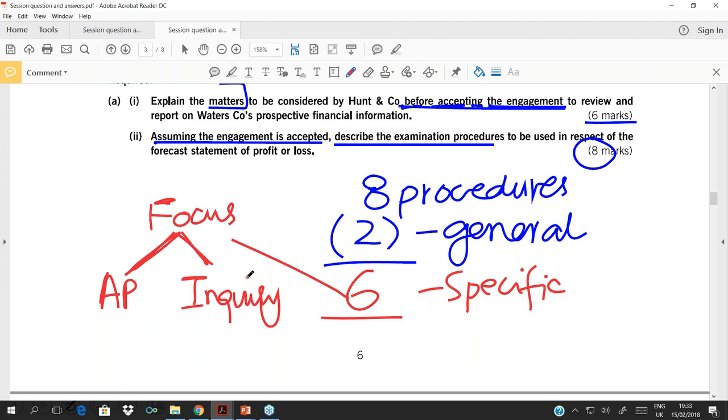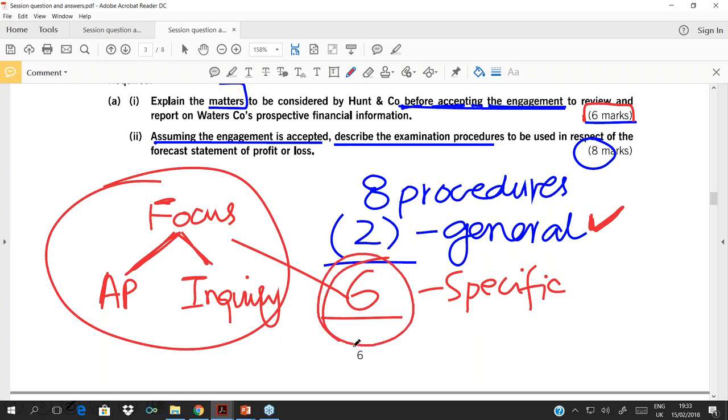I'm not answering the first 6 marks. You should do the 6 marks yourself. Matters before accepting engagement. Again, that is in my answer, where I should be focusing on not even the journal procedures. You will do the journal procedures yourself. Again, that's in my handout, but I should focus on specific. Let's find 6 specific procedures. Okay, let's go to the case.